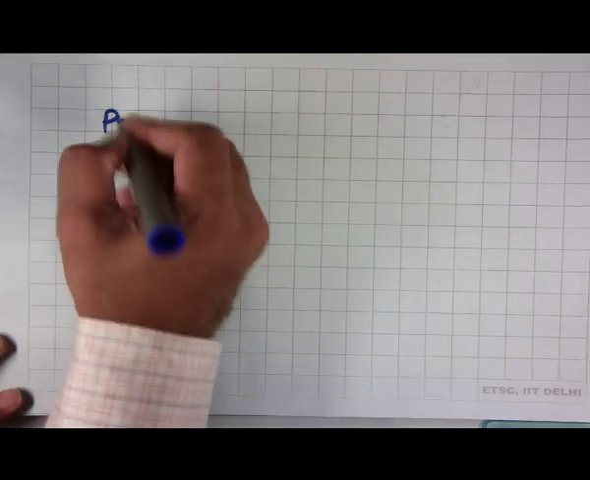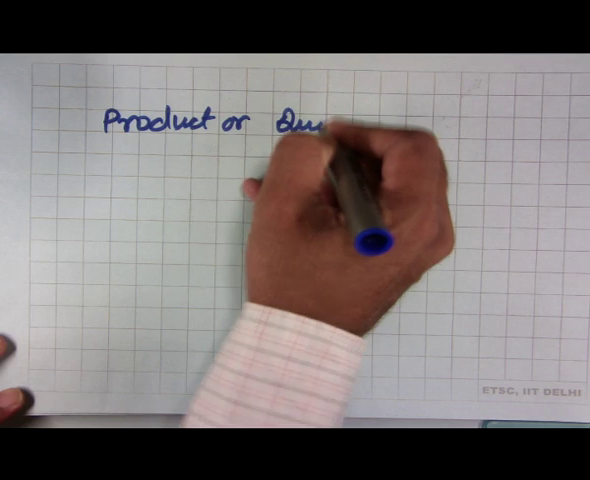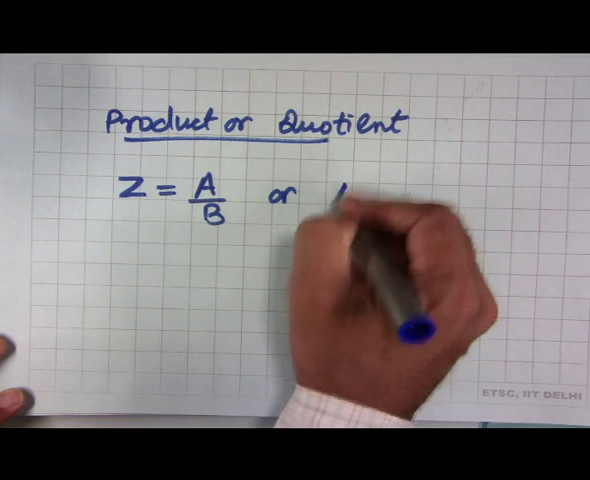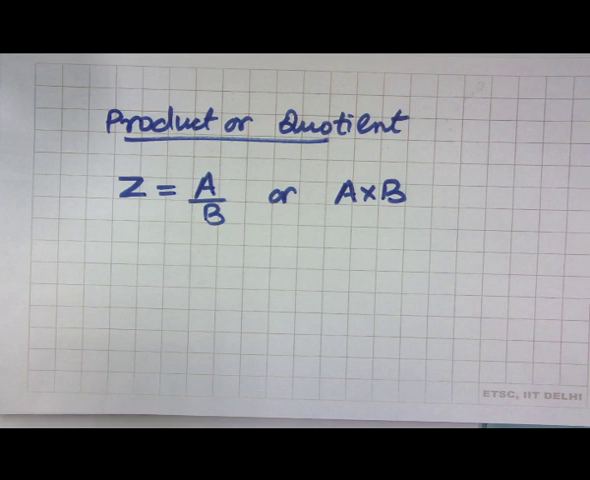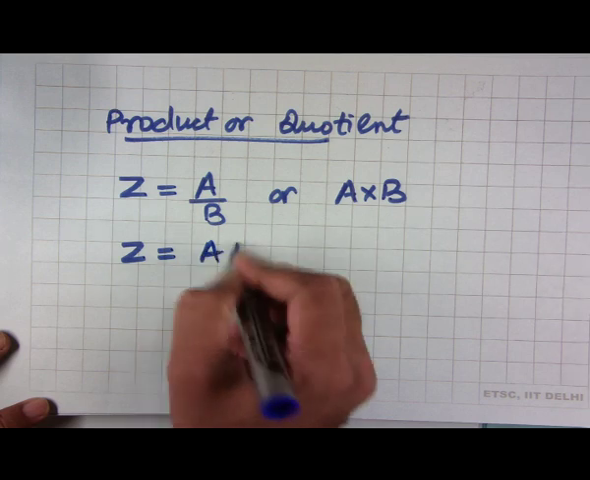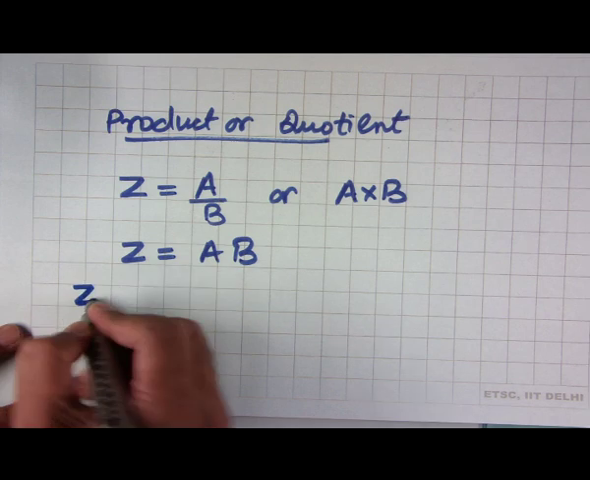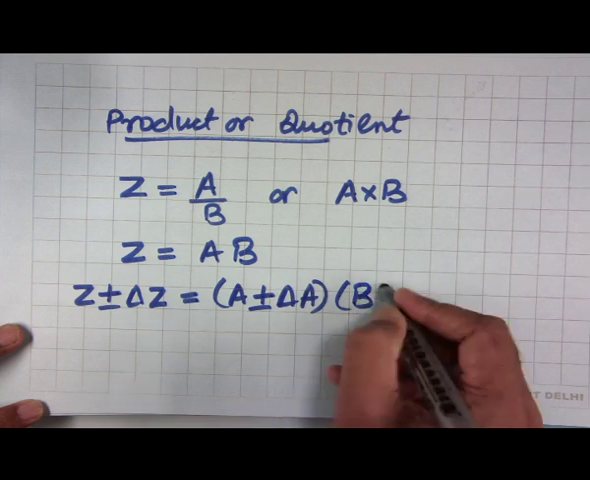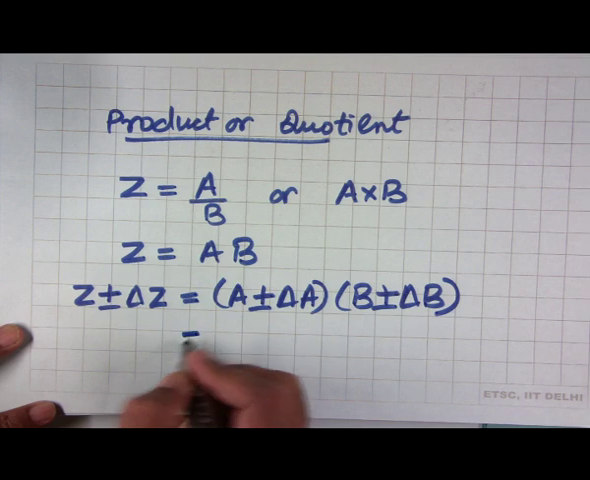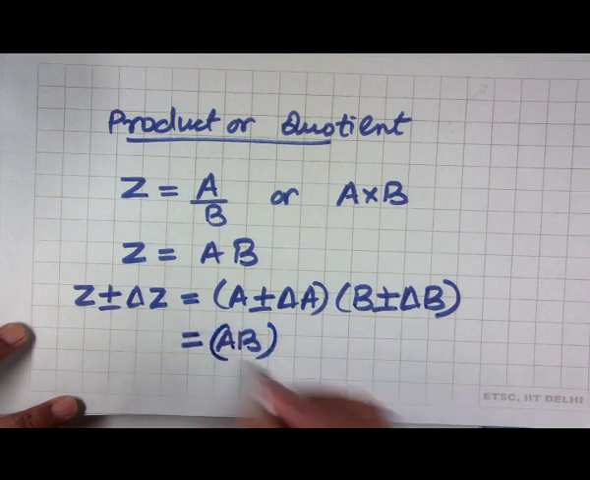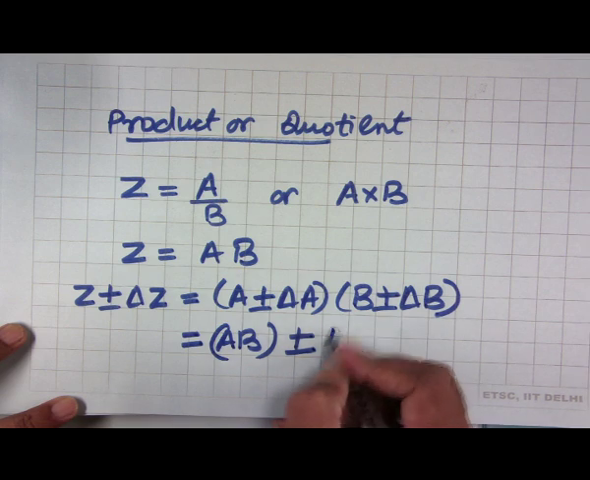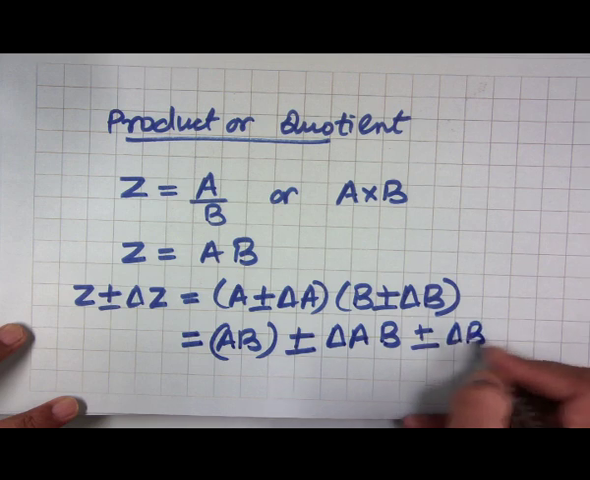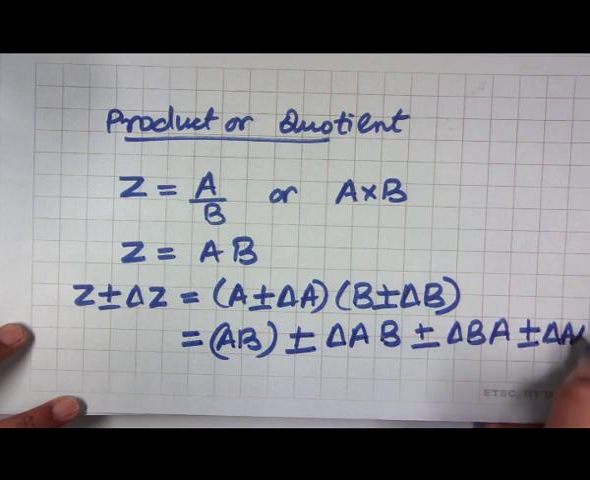Next comes when we have a product or a quotient, which means we have a quantity z which is equal to a divided by b or a multiplied by b. Let us first look at the product. So, if z is equal to a times b, then we use the same thing again, z plus minus delta z is equal to a plus minus delta a times b plus minus delta b. And now, when we expand this, this will become equal to a b, and then we have plus minus delta a times b plus minus delta b times a plus minus delta a delta b.